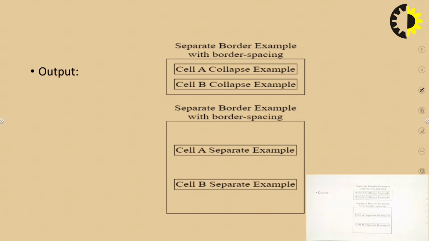Now here you can see the example. We have a border spacing of 10 pixels here. So this is the 10 pixels.